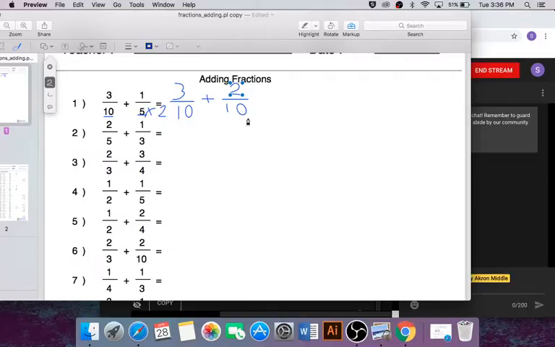So now that both of our fractions are over the same number, we can add them. When we add them, we just add the top numbers. So we have 3 plus 2, which is 5 over 10. And 5 over 10, then we're going to simplify that. And 5 over 10 simplifies to 1/2.